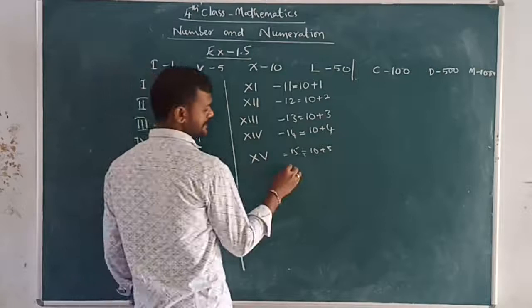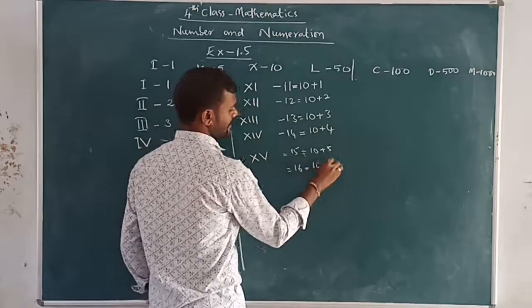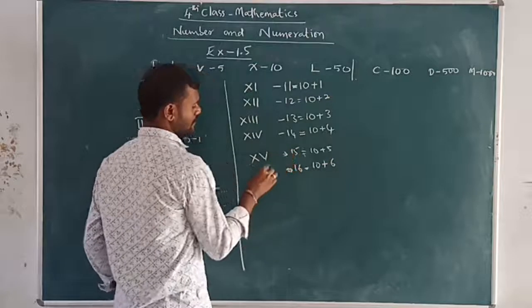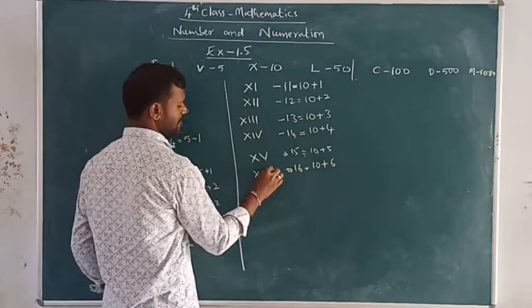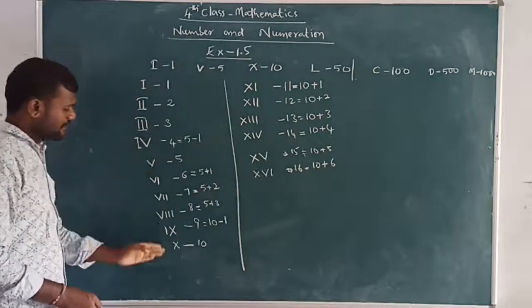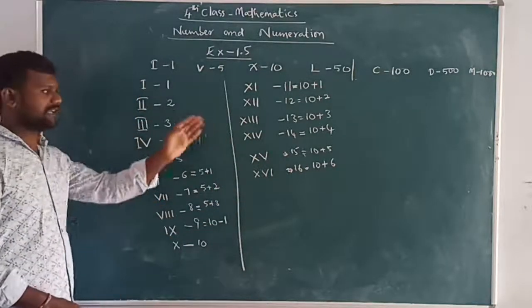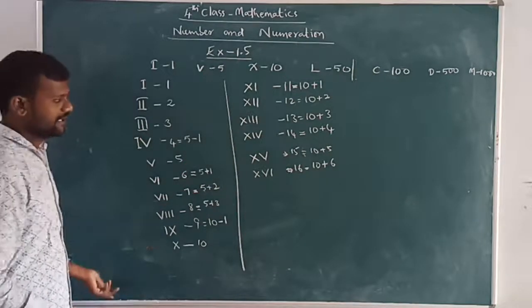15. 16. 16 means what? 10 plus 6. So X and 6. 6 means we have the symbol of 6 here. So if you learn these numbers perfectly, then you will be able to write the other numbers easily. 16 completed. Next is 17.